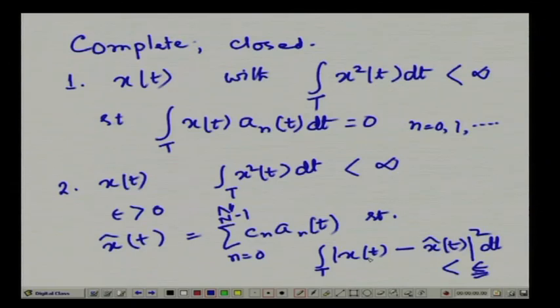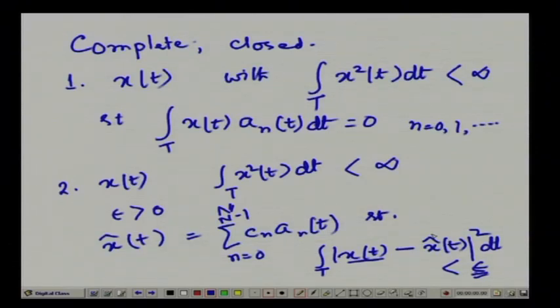So, you find that x(t) is the original signal, and x hat t is the approximation. In the earlier case we have seen that if we go for infinite expansion, then x(t) can be represented exactly. Now, what we are doing is we are going for a truncated expansion. We are not going to take all the infinite number of terms, but we are going to take only capital N number of terms. So, obviously, x(t) is not being represented exactly, but what we are going to have is an approximate expansion.